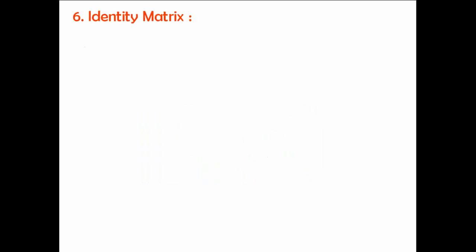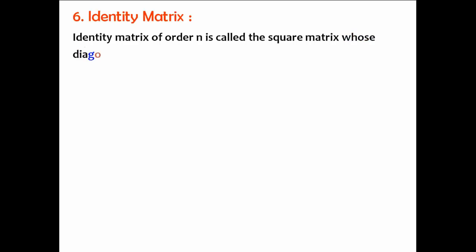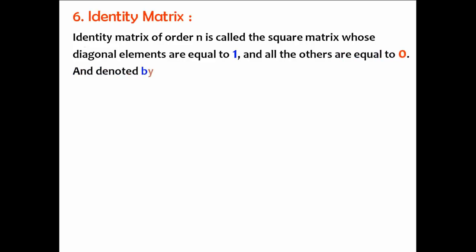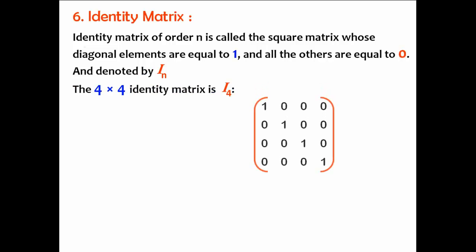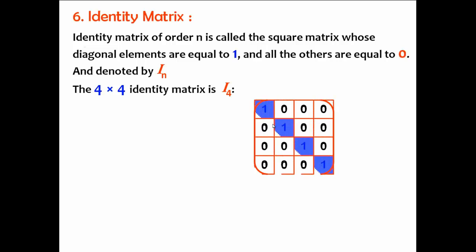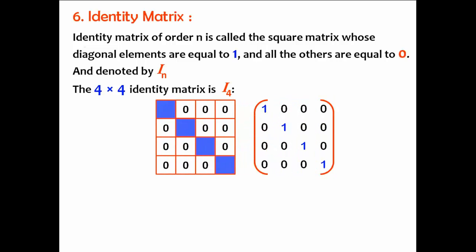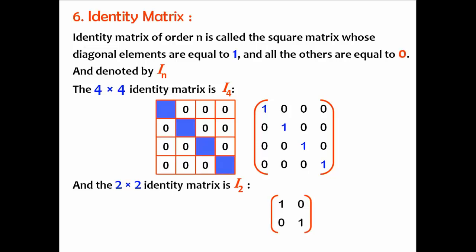6. Identity matrix. An identity matrix of order n is a square matrix whose diagonal elements are equal to 1 and all the others are equal to 0, and is denoted by I_n, or you can say I sub n. The 4x4 identity matrix is denoted by I sub 4. There are many identity matrices, and the 2x2 identity matrix is I sub 2.